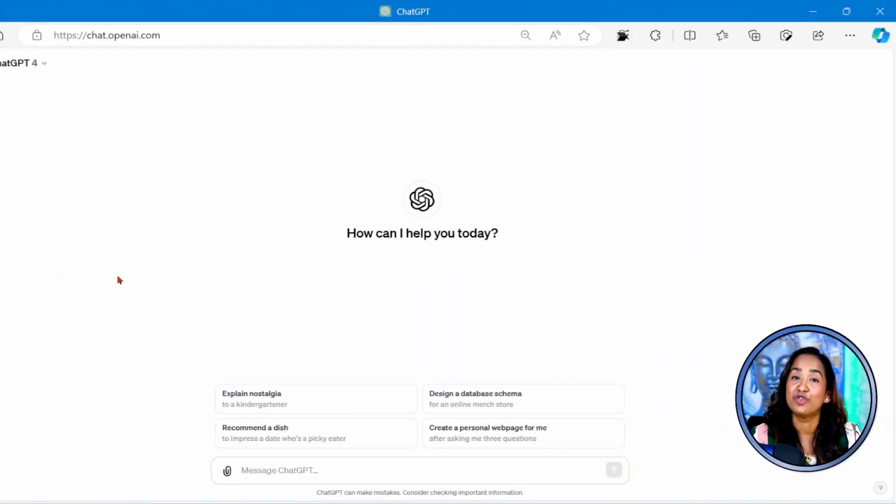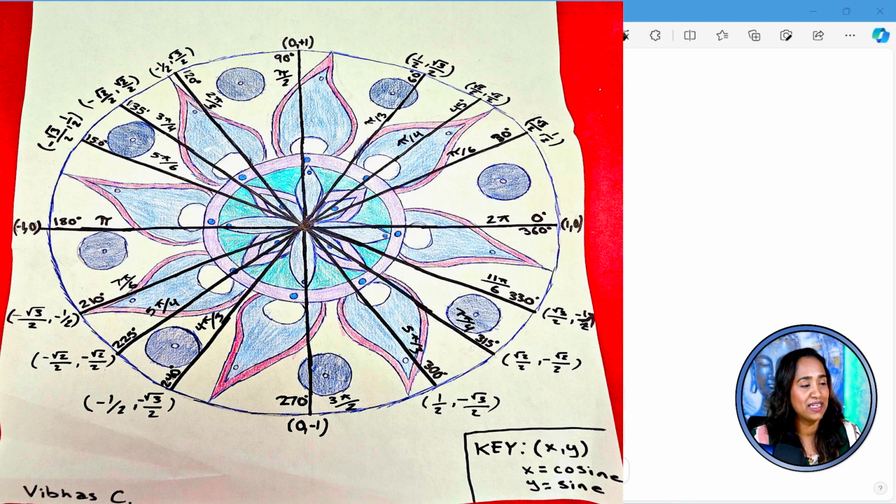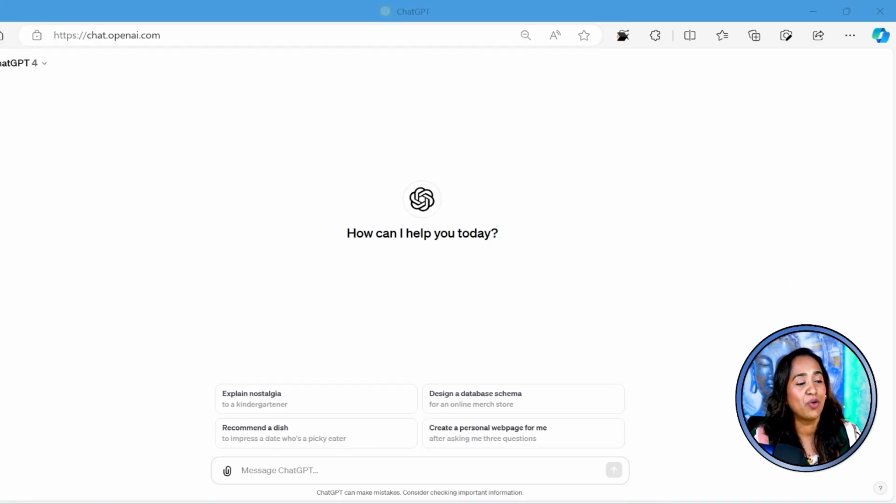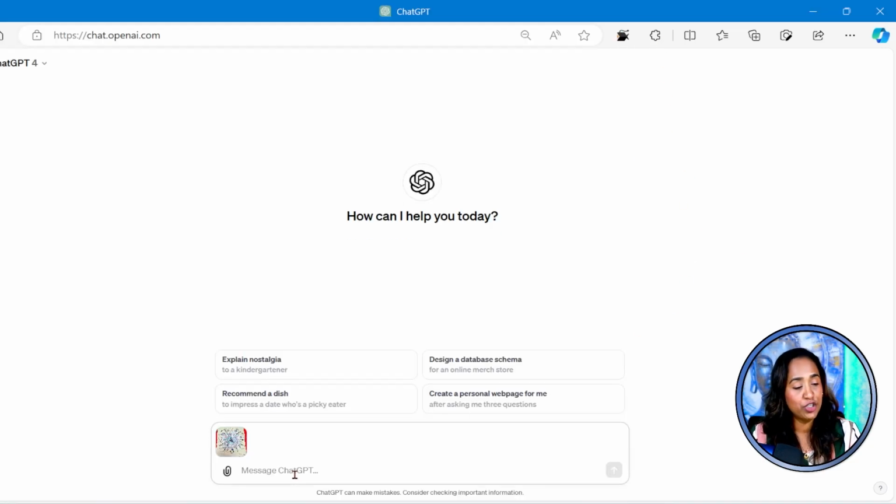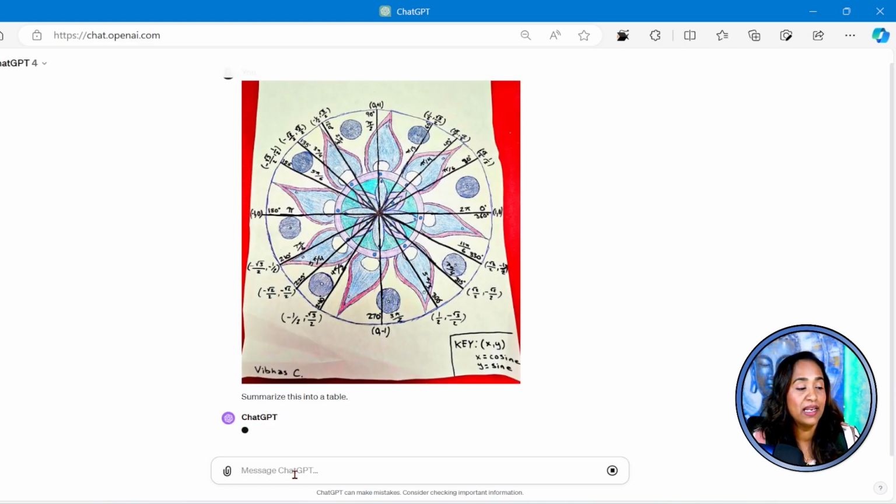My goal here is to show you how you can use this image capability in fun and creative ways. So the picture that I'm going to be using is this picture. This is a unit circle created by my son for his pre-calculus class. I'm assuming the teacher asked him to come up with fun and creative ways of creating this unit circle. My goal is to go ahead and plug this into ChatGPT and ask it to summarize this into a table. And let's see what happens.